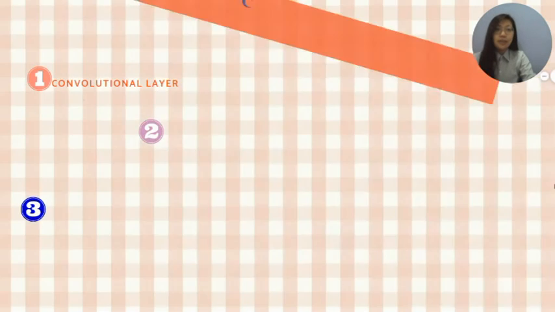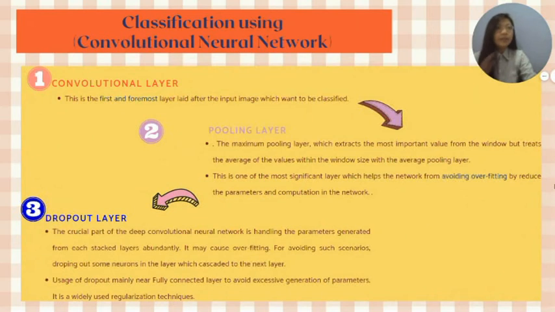So after the segmentation process, if the entropy image is satisfactory, we will pass this image to the classification using the convolutional neural network. So basically, there are 5 layers in the convolutional neural network. The first layer is the convolutional layer. This is the first and foremost layer after the input image that we want to be classified.